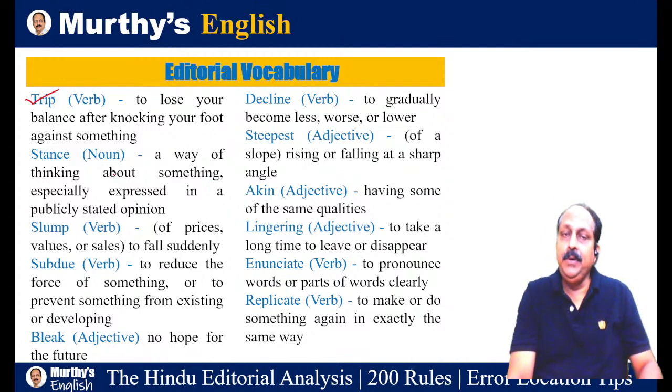Trip can be a noun, can be a verb. As a noun, you all know, journey related, a nice trip. We enjoyed the trip. But here, trip as a verb, a different meaning altogether. As a verb, trip means to lose your balance after knocking your foot against something. That is a literal meaning. But based on the context, a trip means to lose balance, not to be firm, and something negative. It has a negative connotation.